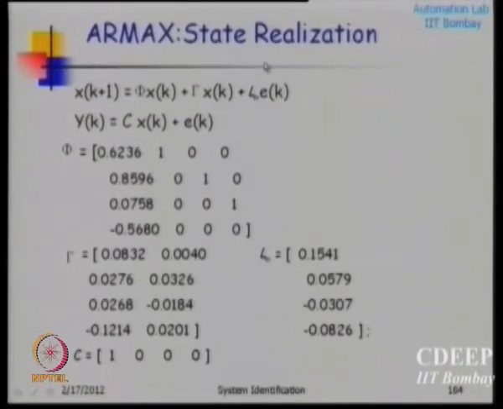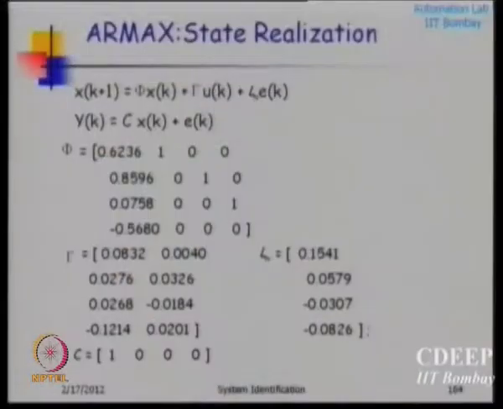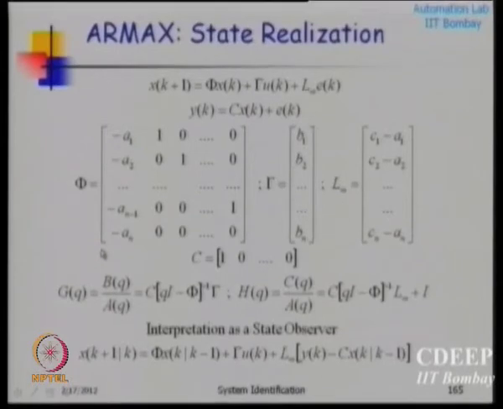See, you have the states. Oh, there is a mistake here. Okay, so you have 2 inputs, one is U, the other is E, E is the innovations. Okay, there is only a single output. Suppose you take a single ARMAX model, one input, one output and one innovations, then you can convert into this standard form. Okay, so this has a deeper relationship with something we are going to study later called Kalman filtering, we will talk about it later.